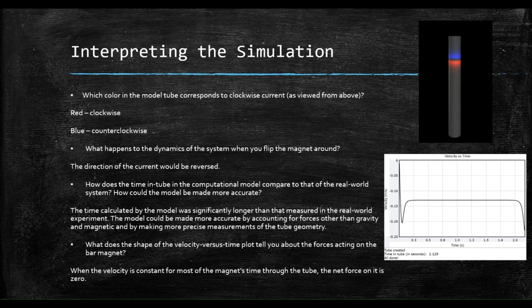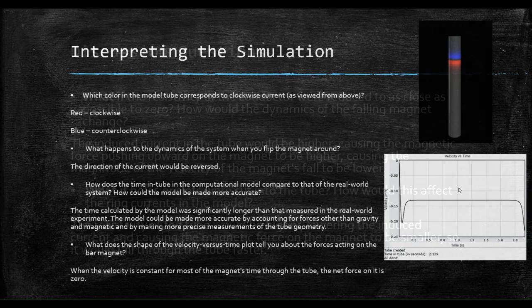What does the shape of the velocity versus time plot tell you about the forces acting on the bar magnet? It tells you that the velocity is constant for most of the magnet's time through the tube, as you can see right here, which is pretty much most of the graph. So the net force on it is 0.